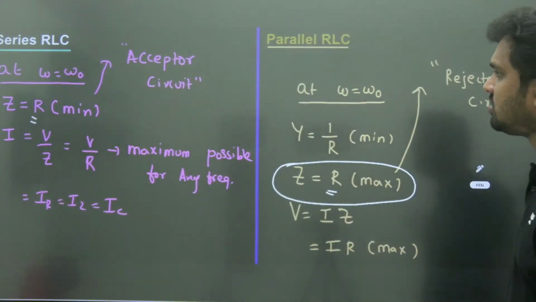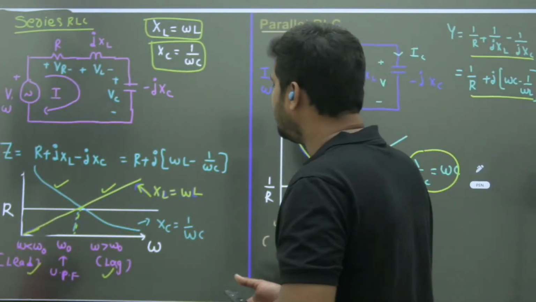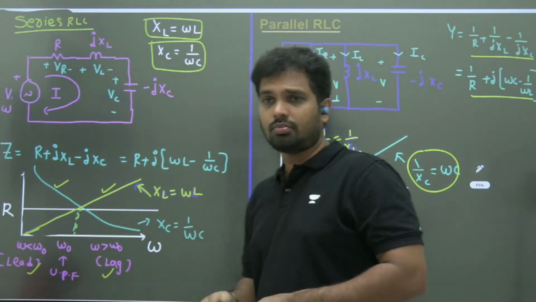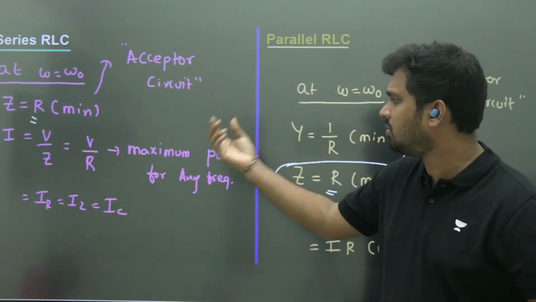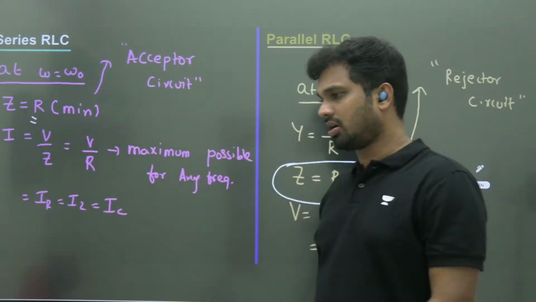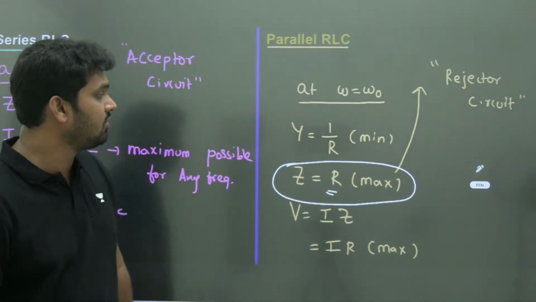So in series RLC circuit, at omega equal to omega naught, Z equal to R will be minimum. So it accepts maximum current. I will be maximum, so it is also called acceptor circuit. In parallel RLC, at omega equal to omega naught, Z will be maximum.